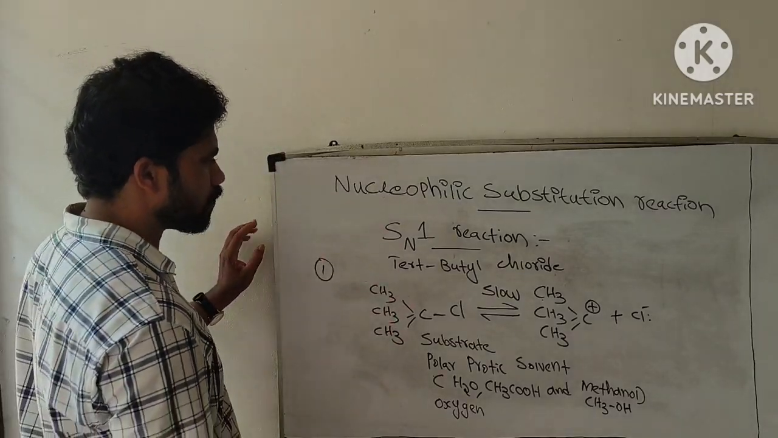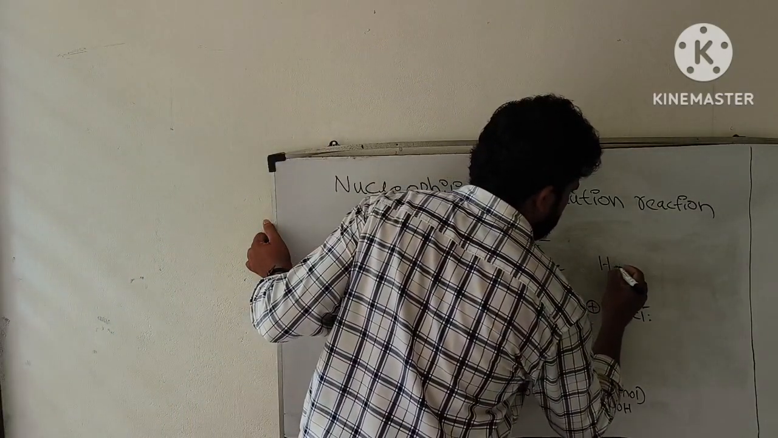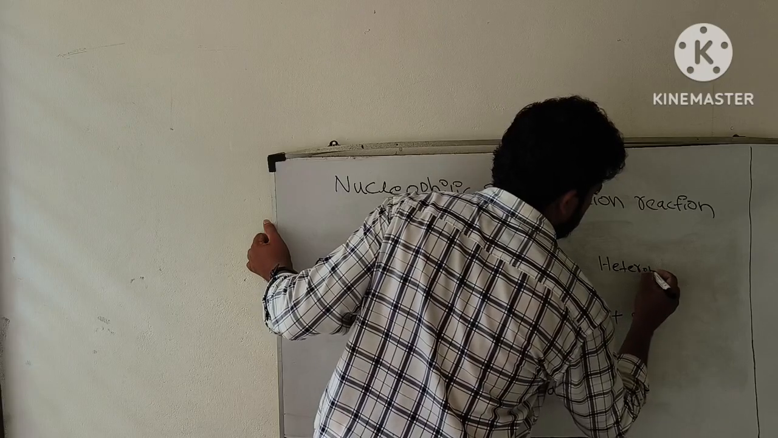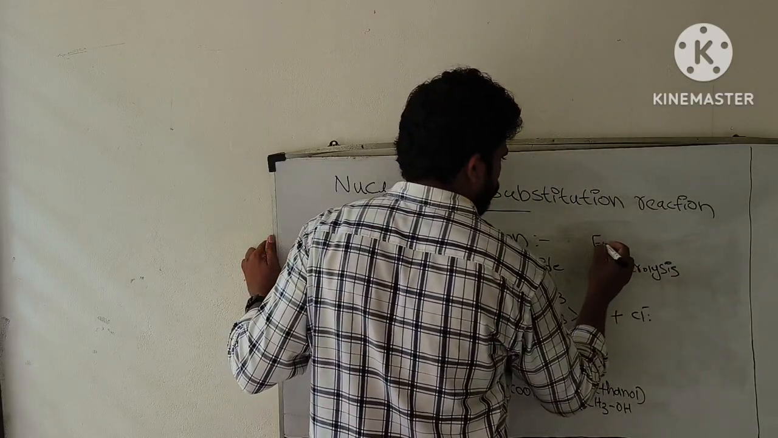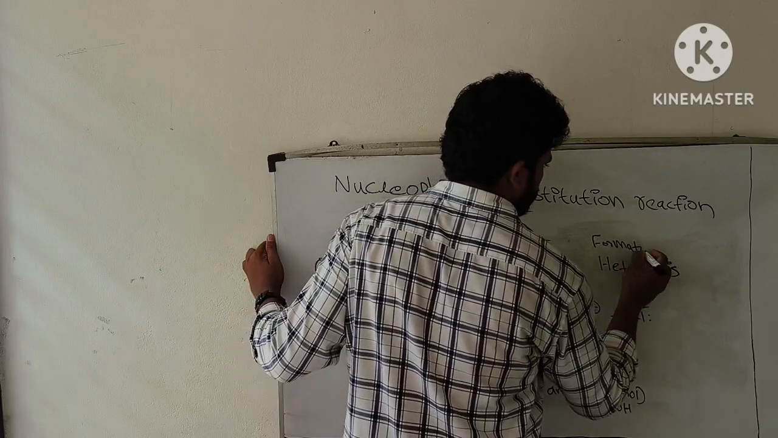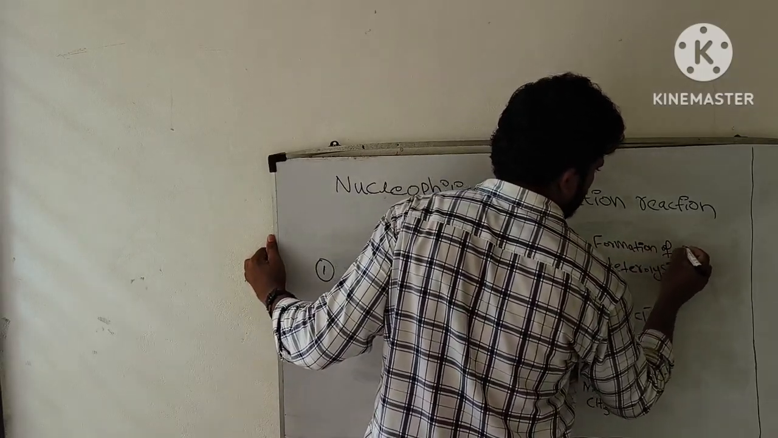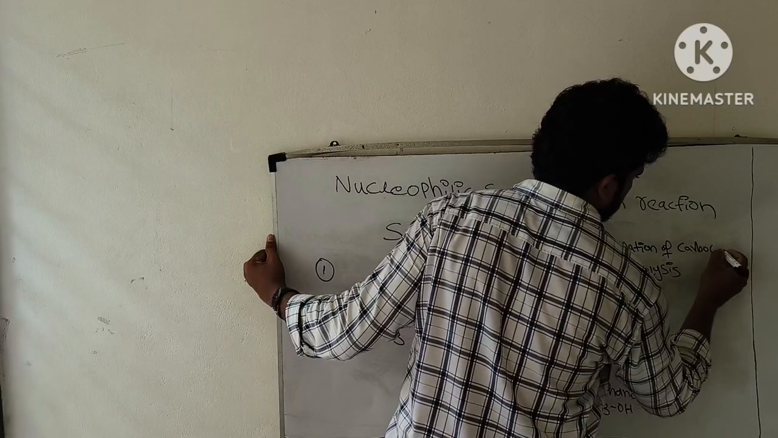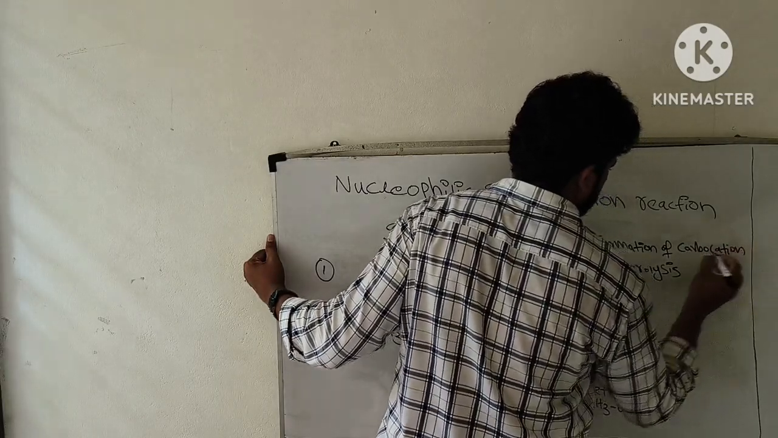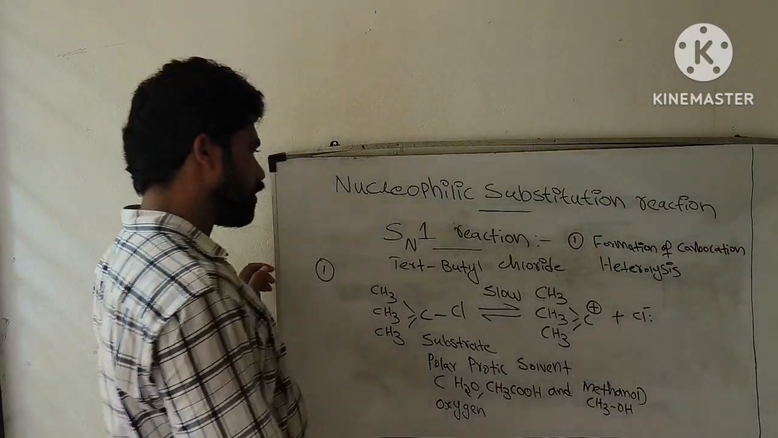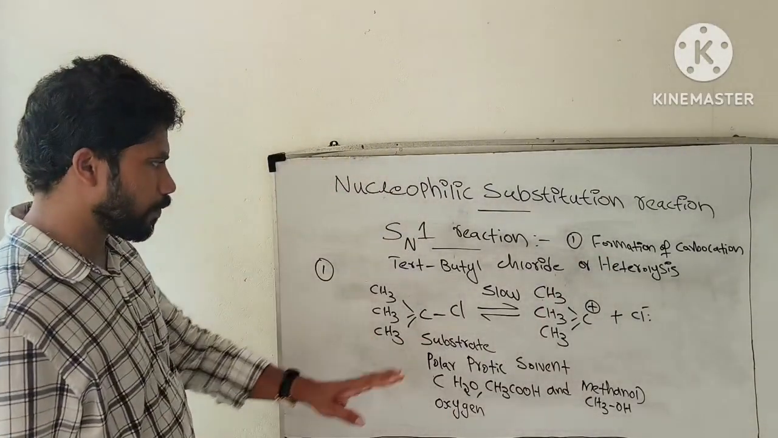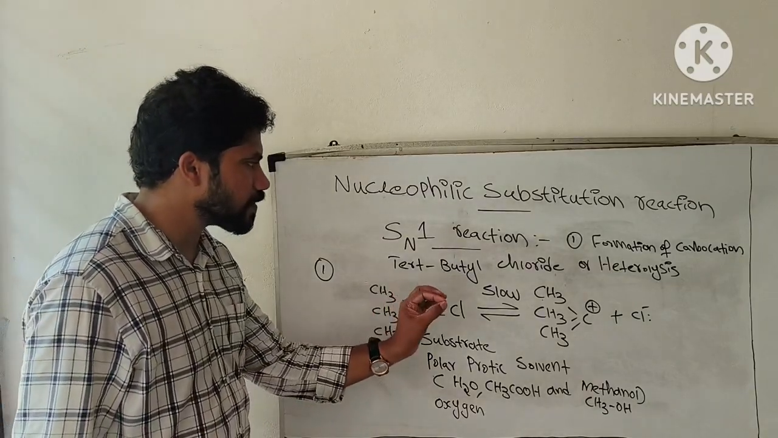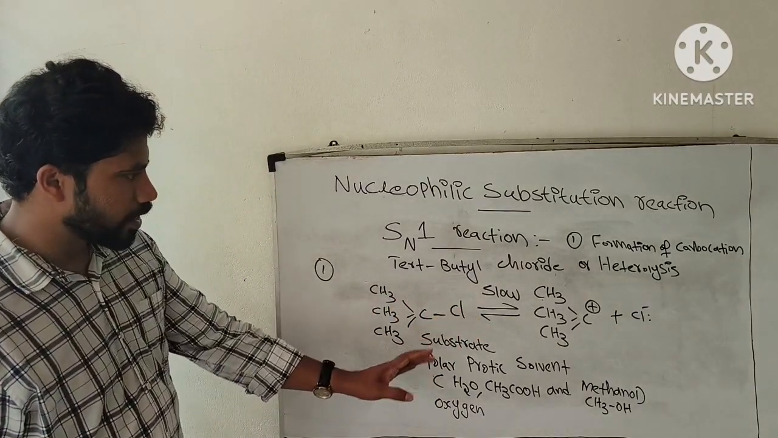So the first step is heterolysis, or heterolytic fission, or formation of carbocation, which happens in the presence of polar protic solvent. So this is the first step in the polar protic solvent.